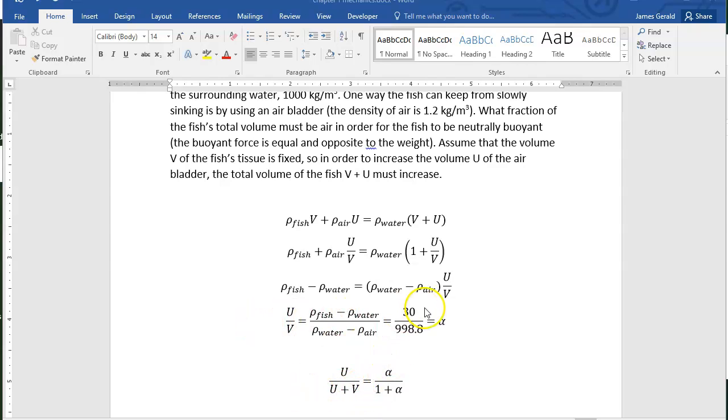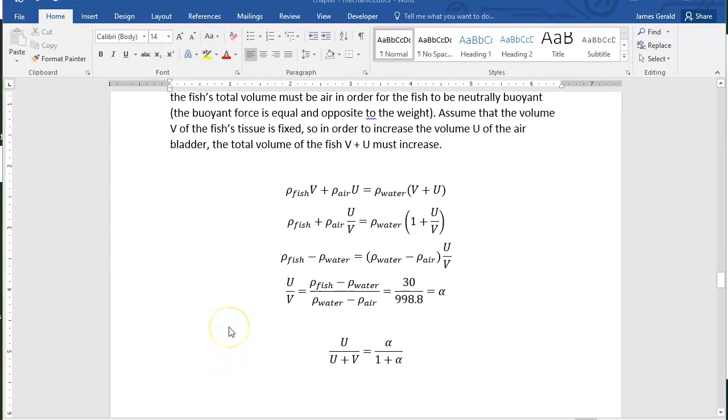And so in terms of alpha, you can get there by factoring a V out of the numerator and denominator. That gives you U over V over U over V plus 1. So alpha over 1 plus alpha gets us to this ratio that we're after. And that's it for this little problem.